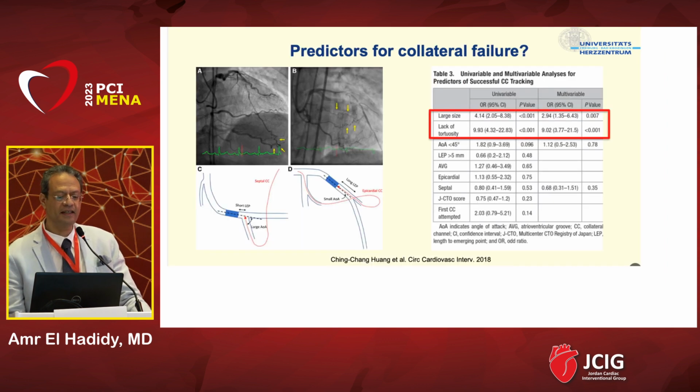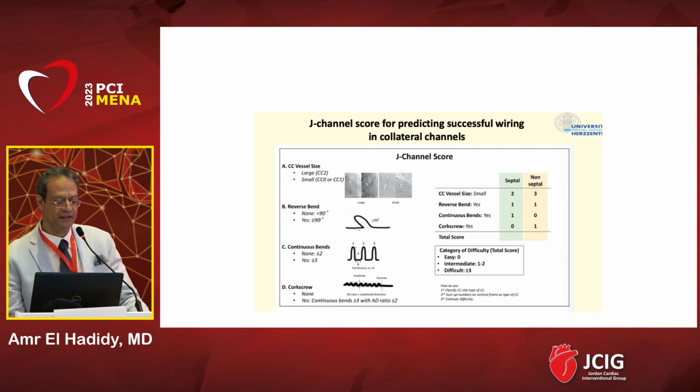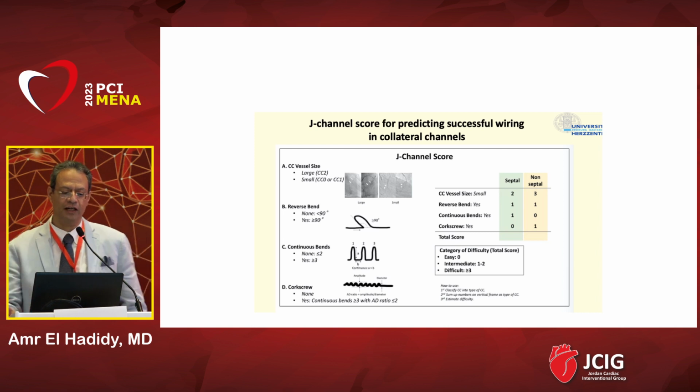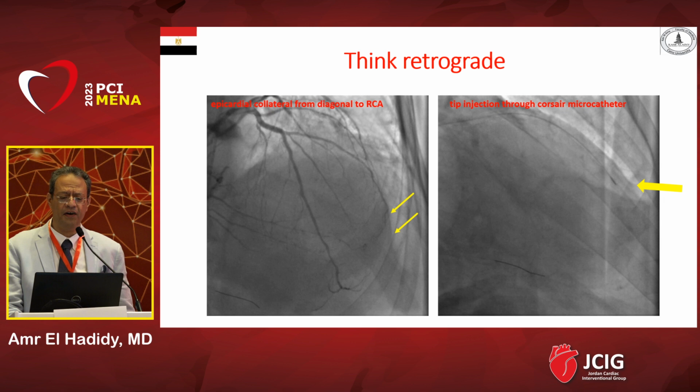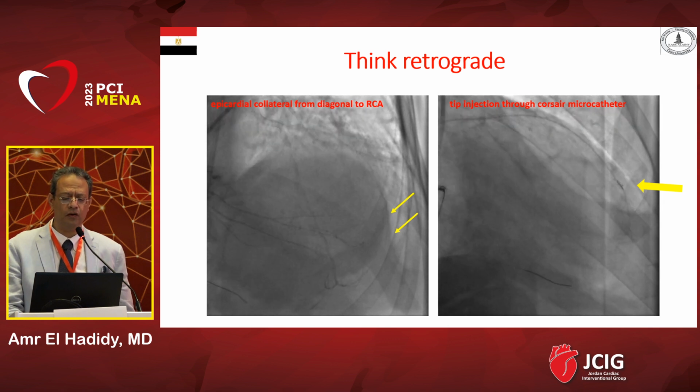So if you need to succeed, you need to choose a big collateral and the straighter one to help you succeed. So these are the J channel score. Also, when you have more continuous bends or corkscrew bends, it will be difficult to cross the collaterals. And in this case, as we see, it's very important to look for the collaterals.